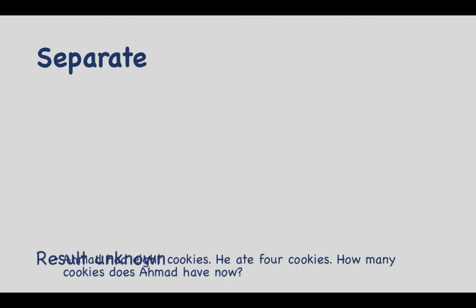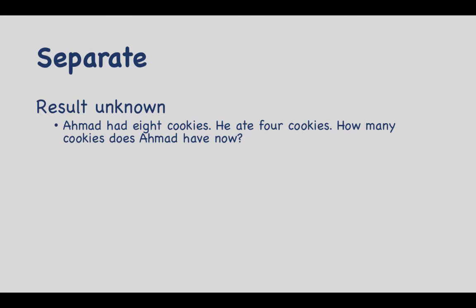When most people think of subtraction, they think of separation problems with the result unknown. For example, Ahmad had 8 cookies. He ate 4 cookies. How many cookies does Ahmad have now? This is the takeaway interpretation of subtraction. While there is nothing inherently wrong with this interpretation, it only begins to scratch the surface of the power of subtraction and the concepts of difference and distance.